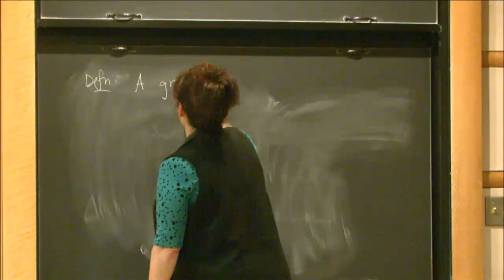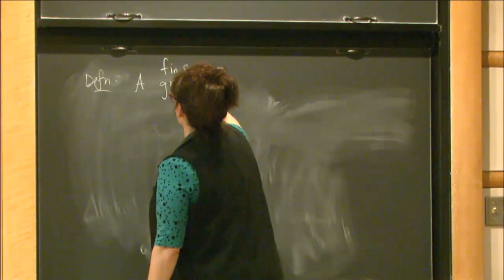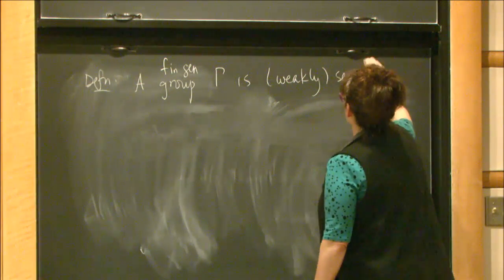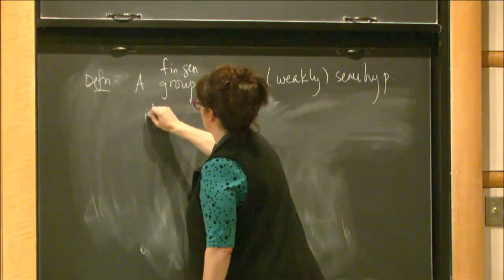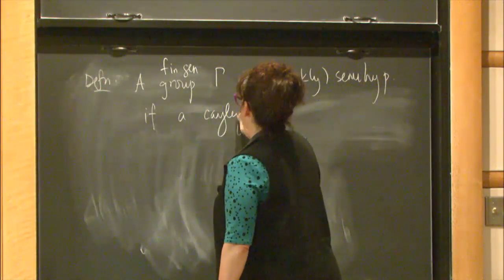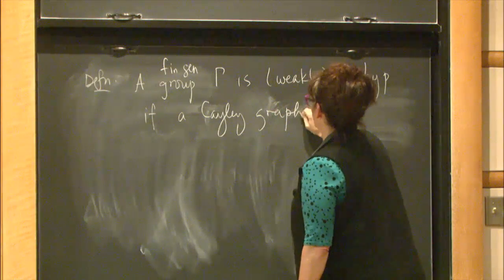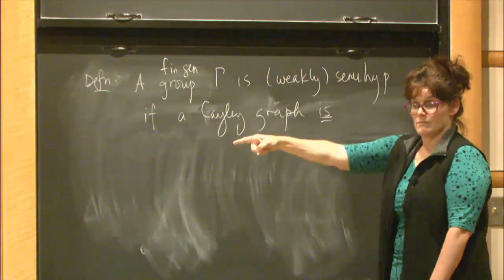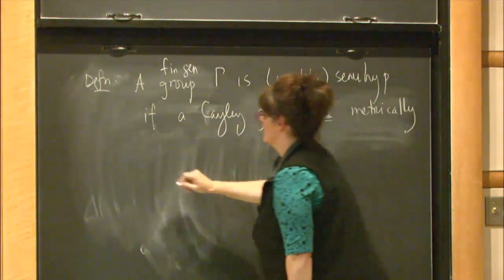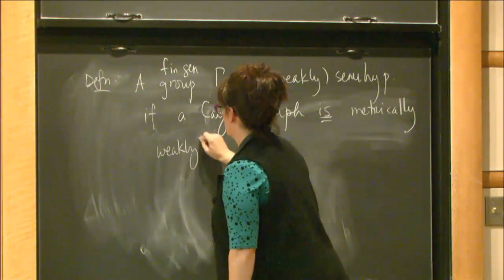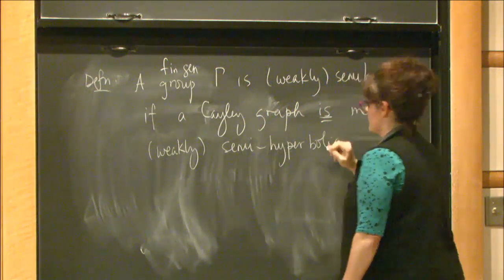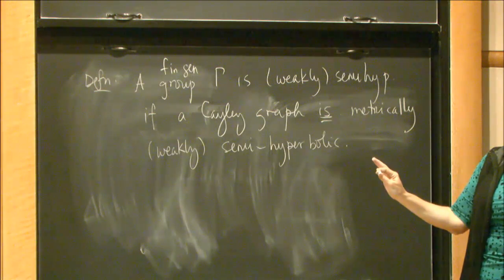A group. In fact, I'm going to say finitely generated is weakly semi-hyperbolic if any, so if A, which is going to mean any, Cayley graph is metrically semi-hyperbolic in that sense. Okay? So that's a perfectly fine definition.